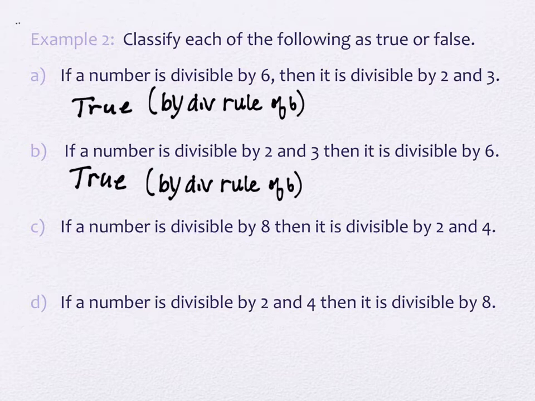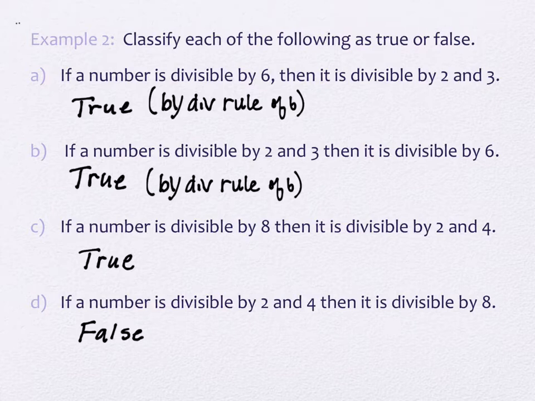But this is showing up in contrast to what's next. The next one's talking not about 2 and 3, but about 2 and 4. So if a number is divisible by 8, then it's divisible by 2 and 4. Is it? It's actually true. We'll justify the why in just a second. But let's go the other way. If a number is divisible by 2 and 4, is it also divisible by 8? That's false. So why does it work in one direction and not in the other?